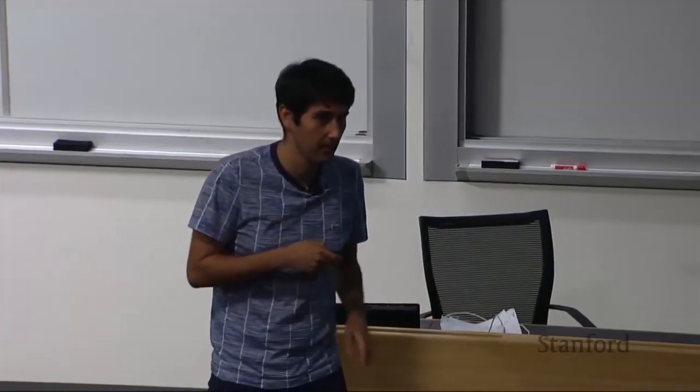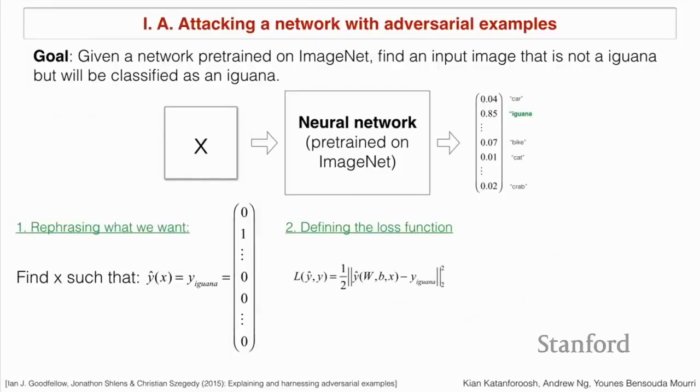Does that make sense? So now based on that, we define our loss function, which can be an L2 loss, can be an L1 loss, can be a cross entropy. In practice, this one works better. So you see that minimizing this loss function would lead our image X to be outputted as an iguana by the network. That makes sense?